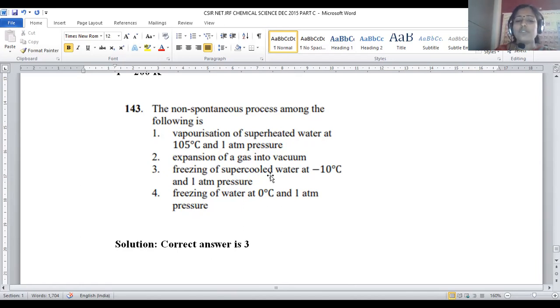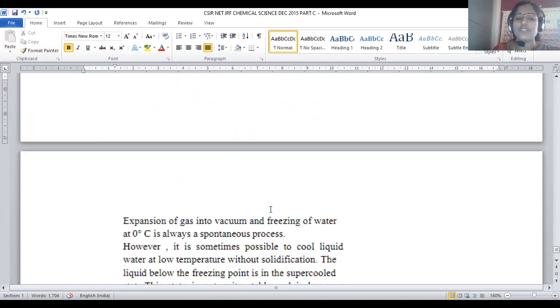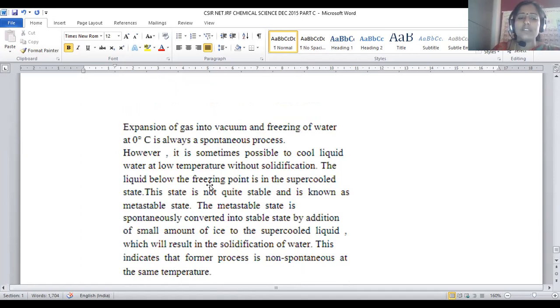Next, freezing of supercooled water. Water is available in three possible natural states. One is the vapor state, second is the liquid water state, third is the solid ice state. These three are the possible physical states of water. But when we are cooling water very carefully, what happens? Below 0 degrees, it can exist in equilibrium with the liquid water. That is called a metastable curve. In accordance with the phase rule, there is a possibility of a metastable curve.